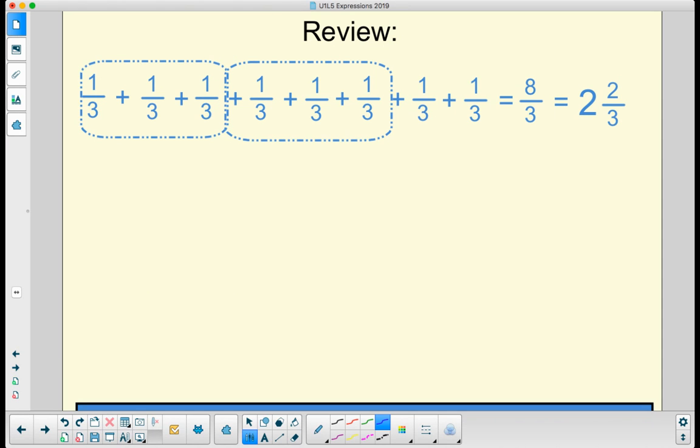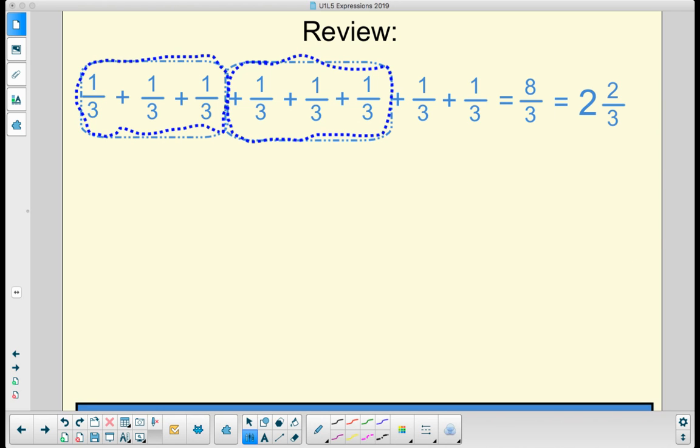Let's take a quick review. If I had 1/3 plus 1/3 plus 1/3 plus 1/3 plus 1/3 plus 1/3 plus 1/3 plus 1/3. All right. I can circle 3/3 to make a whole. 1, 2, 3/3. Circle another 3/3 to make a whole. 1, 2, not enough thirds to make another whole.